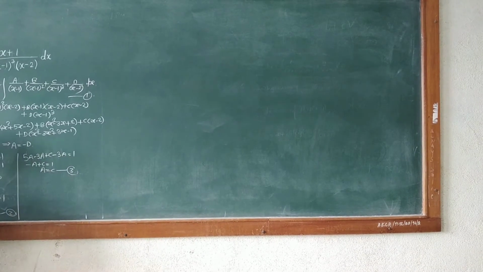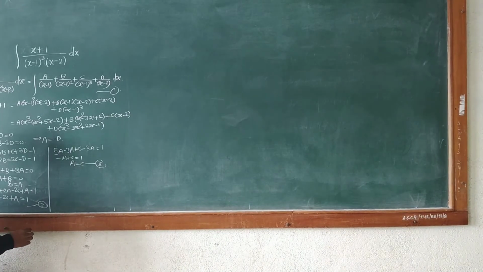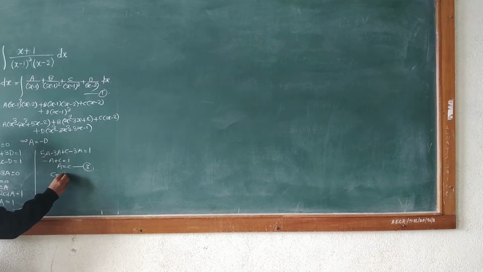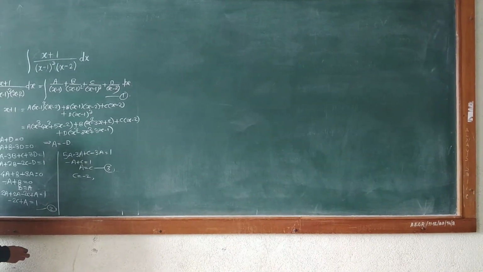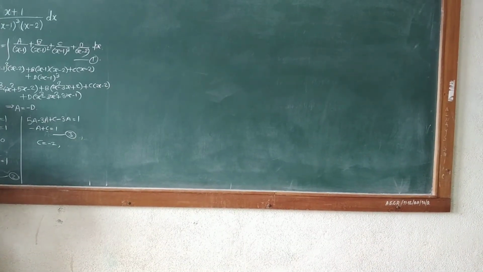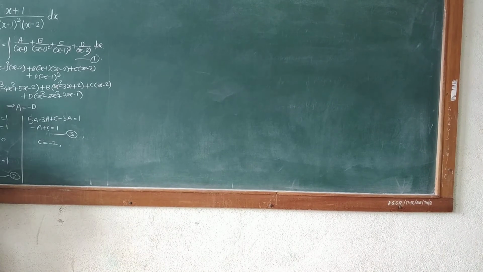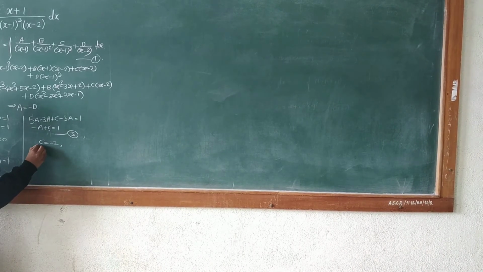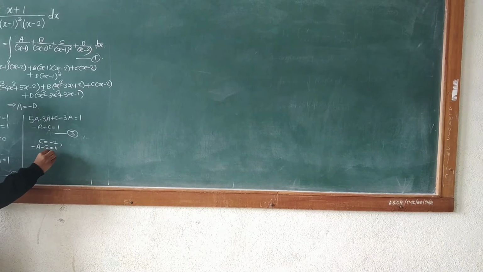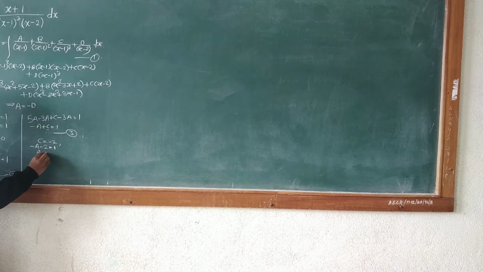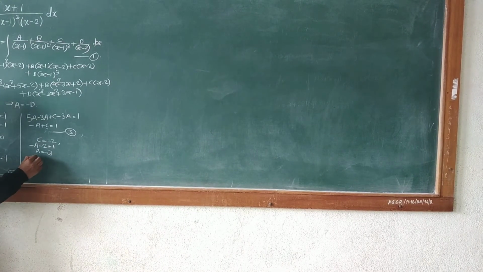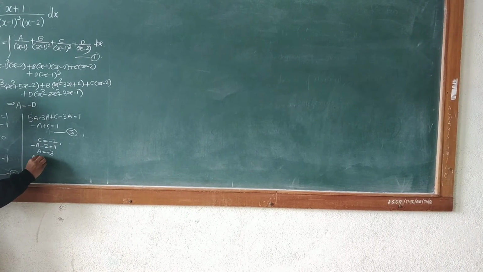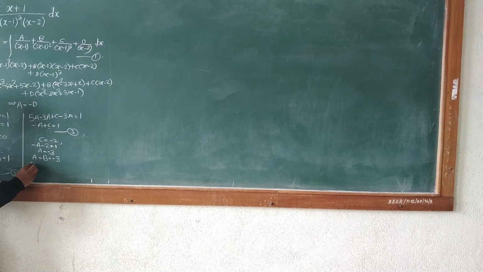Solving equations 2 and 3, we get c is equal to minus 2. From minus a plus c, we get minus a minus 2 is equal to 1. Therefore, a is equal to minus 3. As a and b are equal, a is equal to b is equal to minus 3, and a is equal to minus d, therefore d is equal to 3.